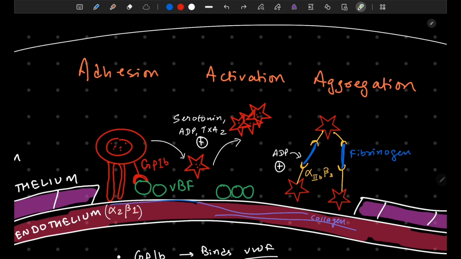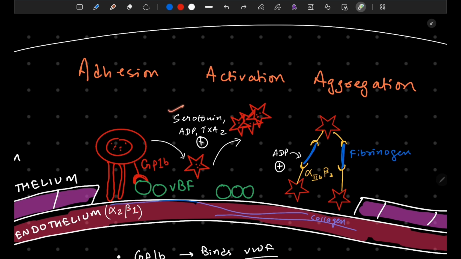After this, the platelet changes its shape into a stellate shape. We can see this shape has been changed and the platelet has been activated. So our process had started from adhesion to activation.